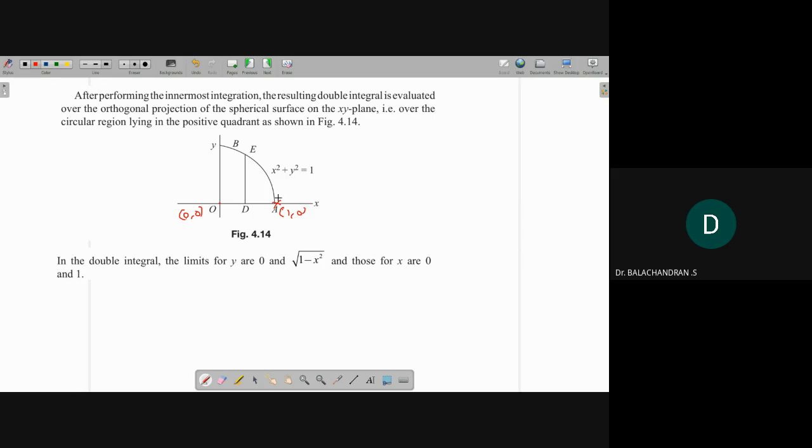So try and get the answer. I'll give 5 minutes time maximum. Do it and find out the answer and post in the group.